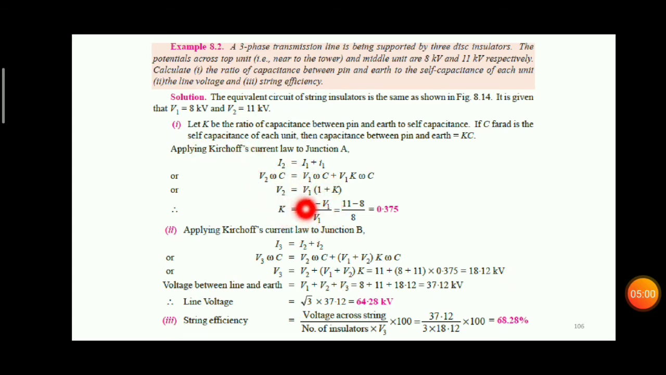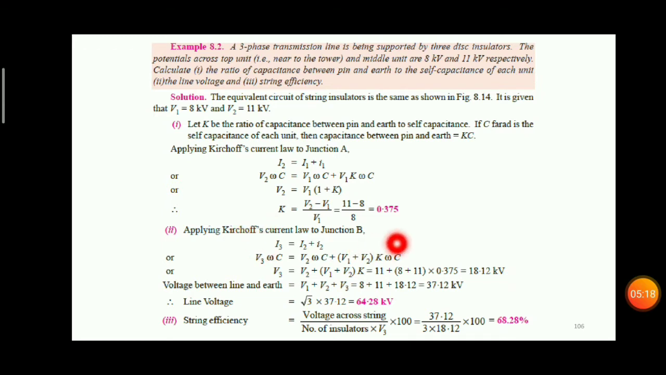And V2 is V1 into (1 plus K). So K equal to (V2 minus V1) divided by V1. Here V2 and V1 are given, so we can find the value of K using this equation as 0.375.